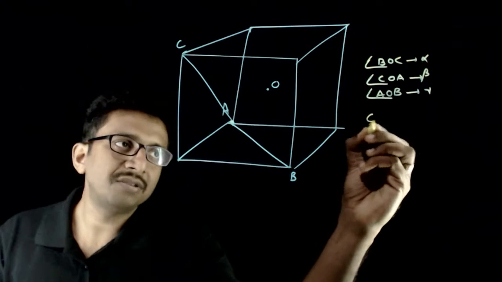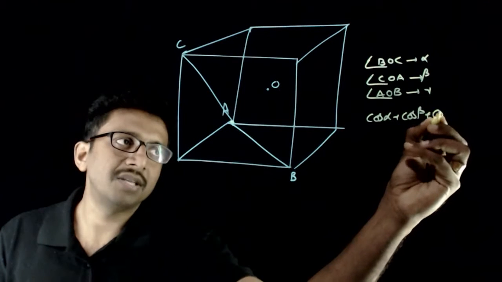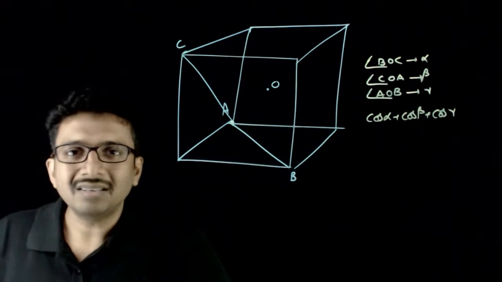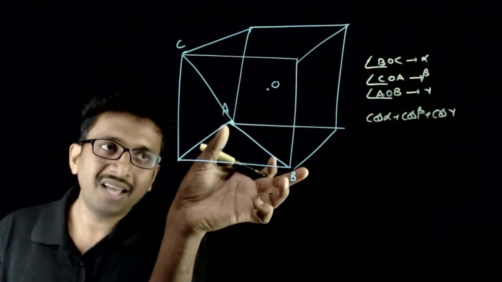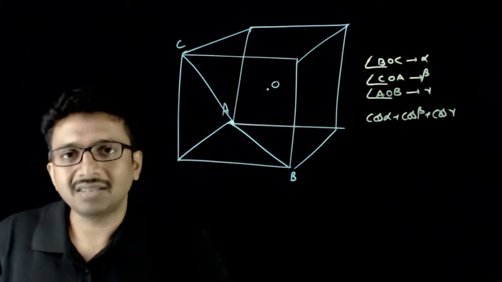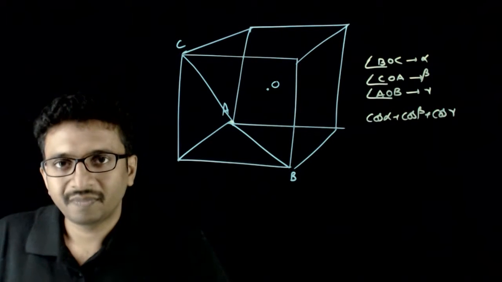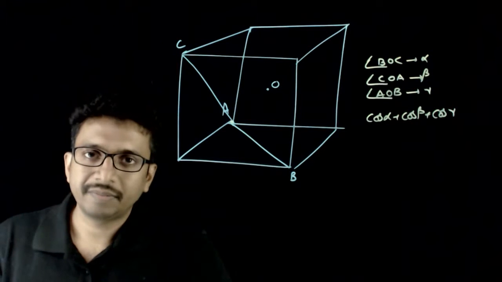You are asked to find the value of cos alpha plus cos beta plus cos gamma. That is, what is the sum of cosines of angles subtended by AB at the center, AC at the center, and BC at the center? That's the question. So now how do we do this?